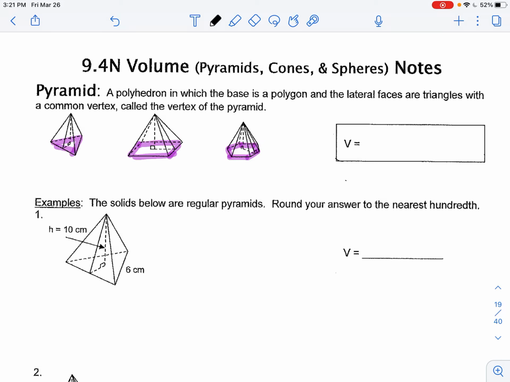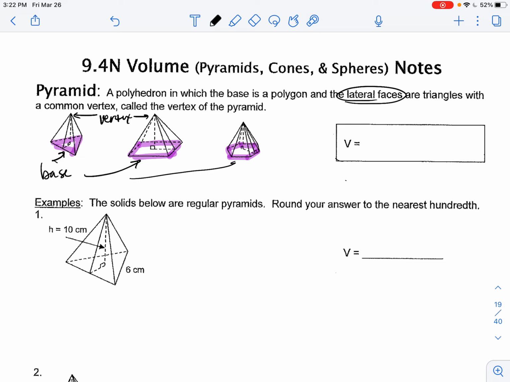In this video, we're going to take a look at volumes of pyramids, cones, and spheres. So a pyramid is a polyhedron in which the base is a polygon and the lateral faces are triangles with a common vertex. So the vertex is the top point, and we know that the lateral faces, those are the sides. The base is the polygon.